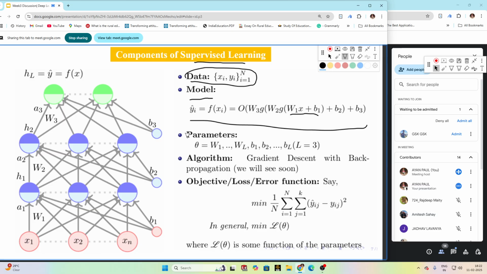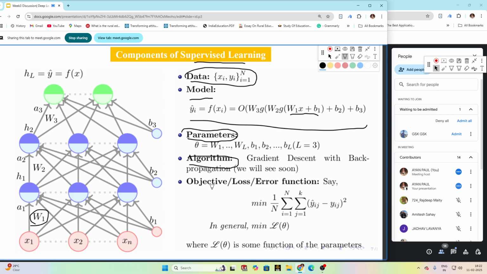Then we have the parameters. We have two sets of parameters: the weights, and the bias that we are giving. This is the third component of supervised learning. Then we have the algorithm, which is used to train the neural network. In a neural network we use backpropagation, and backpropagation is based on gradient descent. So this is the algorithm.